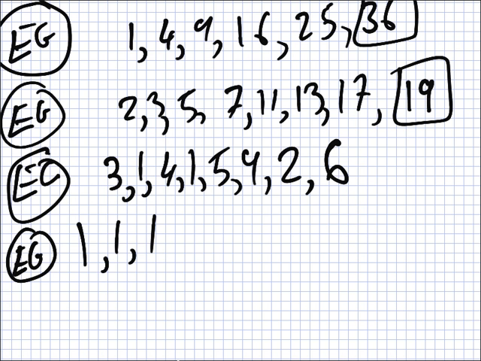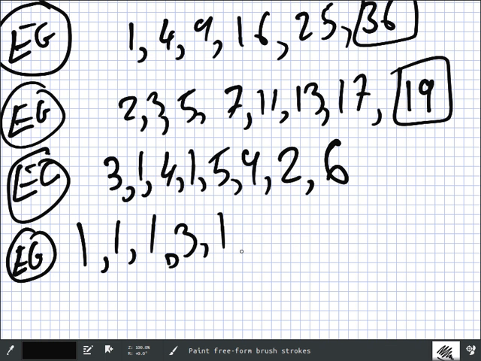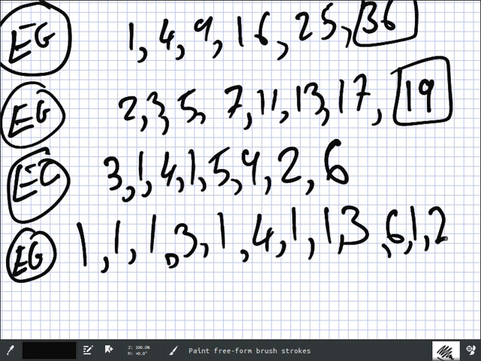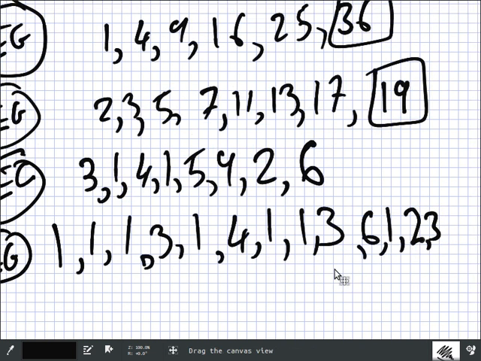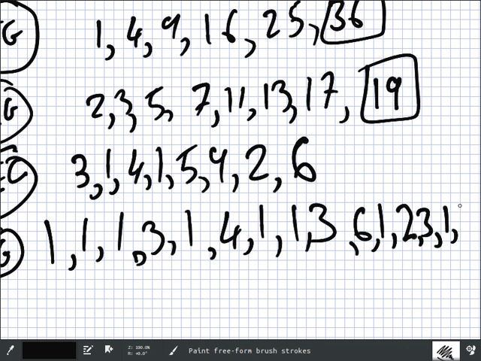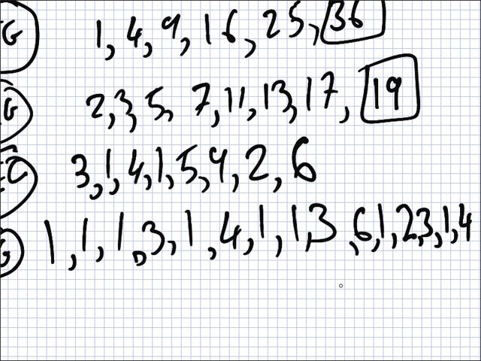Now what do I have? You have 3, 1. Now what do I have? 1, 3. I have 4 1s and 1 3. Now what do I have? You have 1, 2, 3, 4, 5, 6, 6 1s, and 1, 2, 3, 3s, and then 1, 1 4. There we go.